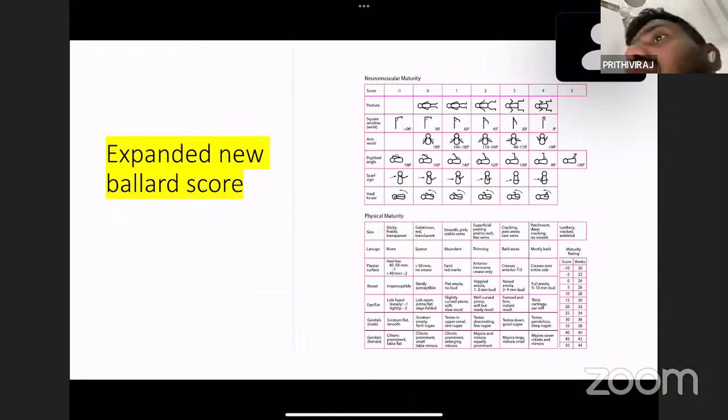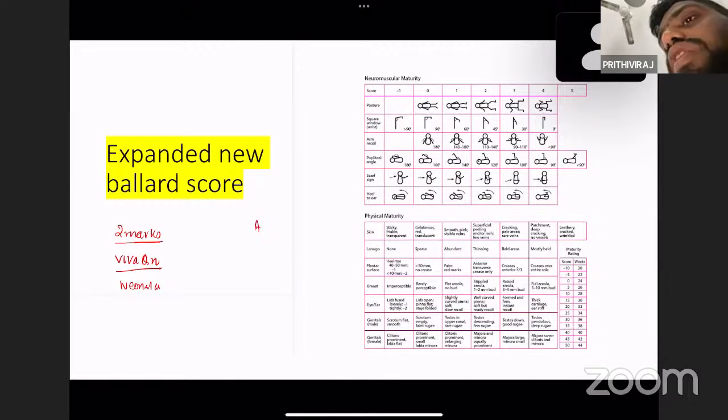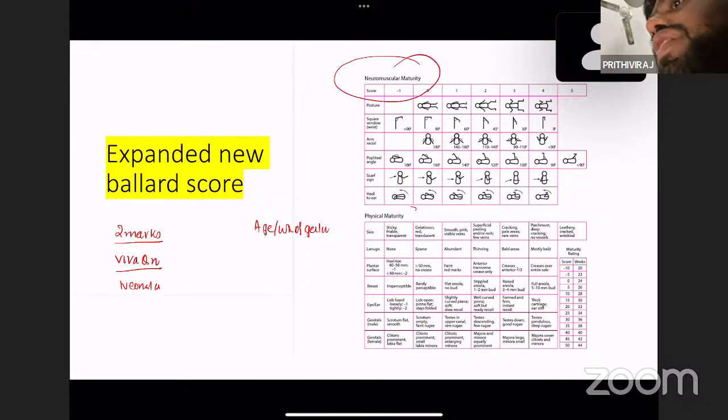So, the expanded New Ballard score. We have two components. This is important for the university 2 mark question, also a viva question. If you have a neonatology table, they will ask how you assess the age. This is for the assessment of age, week of gestation, by seeing two parameters, neuromuscular maturity and physical maturity. With that, we score from -10 to 50. -10 corresponds to 20 weeks of gestation and 50 corresponds to 44 weeks of gestation.